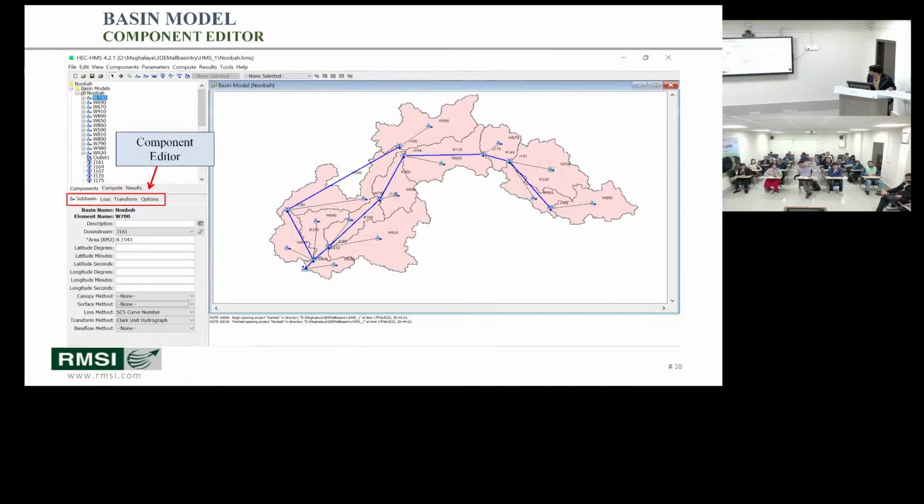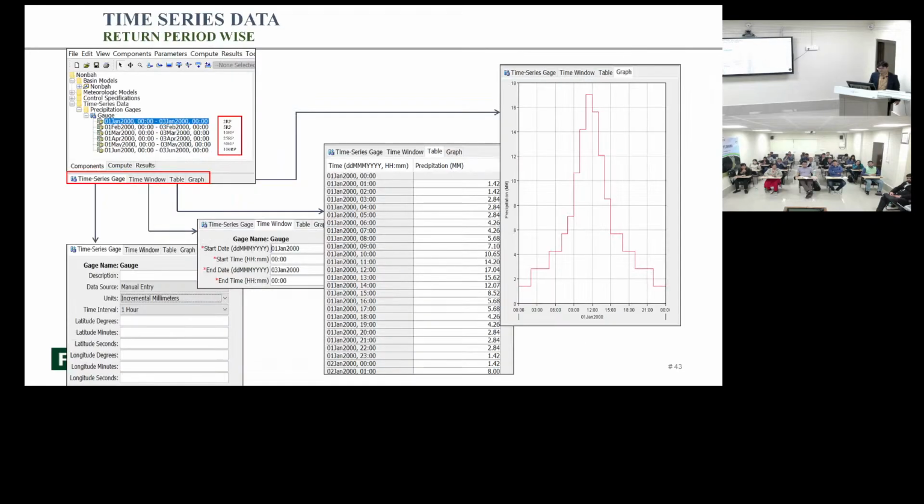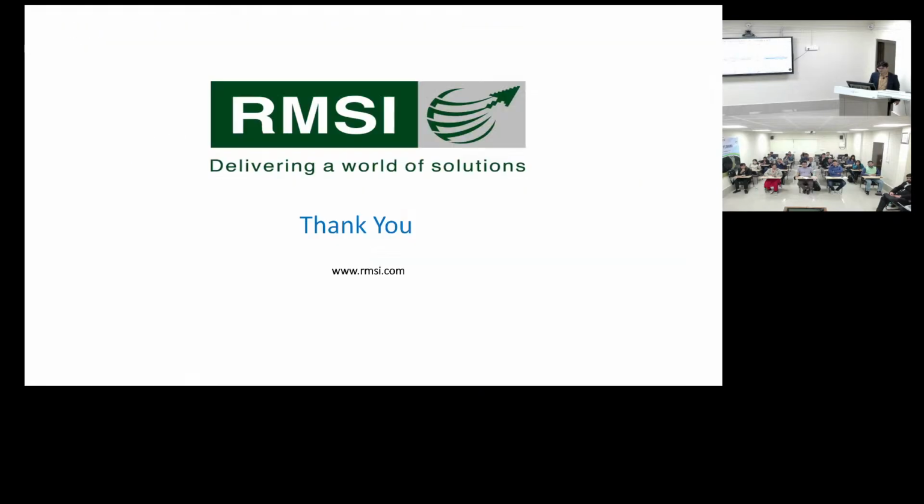Wherever you have a junction, basin, whatever elements you are showing in this map, you will get your hydrograph on all the elements. In the upper catchments you will get a lower magnitude hydrograph, and then at the final outlet you will get the sum of flow from all the elements. So likewise, this is the basic of all hydrological models.